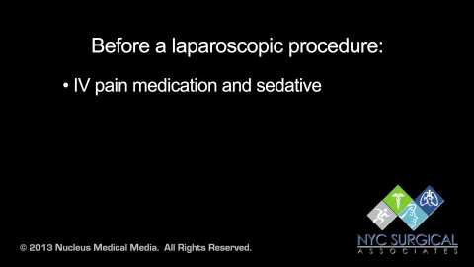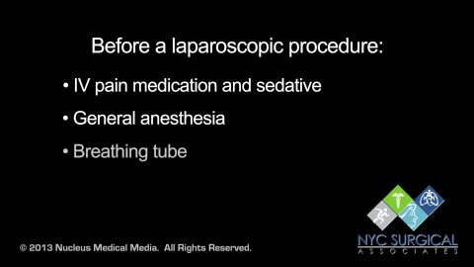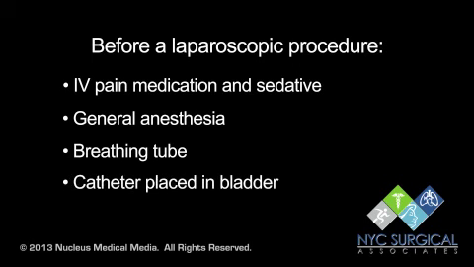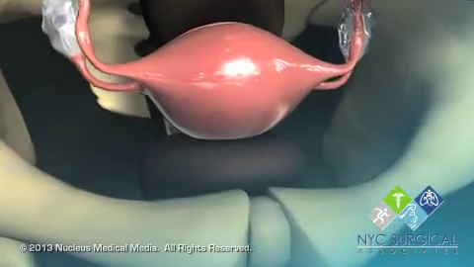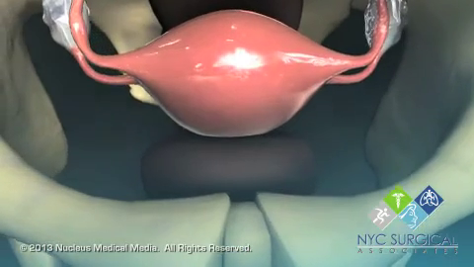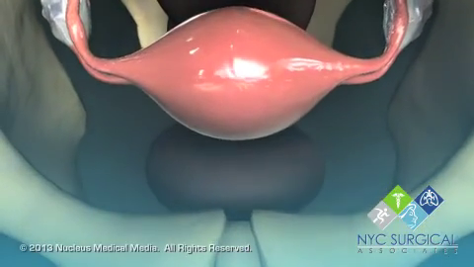Pelvic laparoscopy is done under general anesthesia, which will put you to sleep for the duration of the operation. A breathing tube will be temporarily inserted through your mouth and into your throat to help you breathe during the operation. A catheter will also be placed in your bladder to drain your urine. An uncomplicated diagnostic laparoscopy may take as little as 30 to 60 minutes.